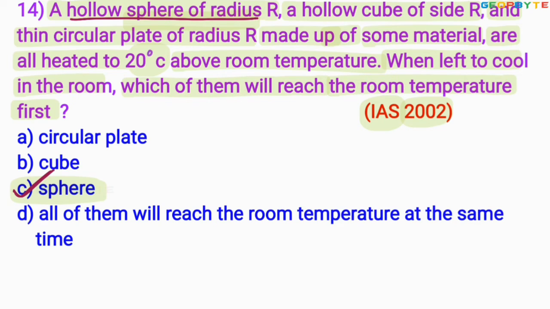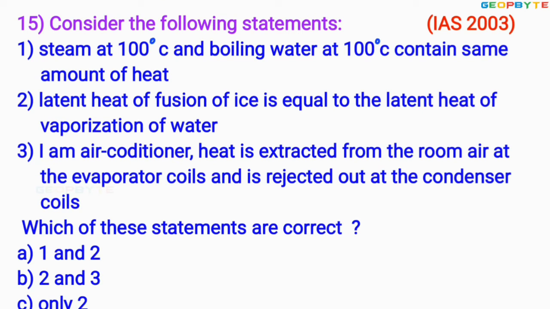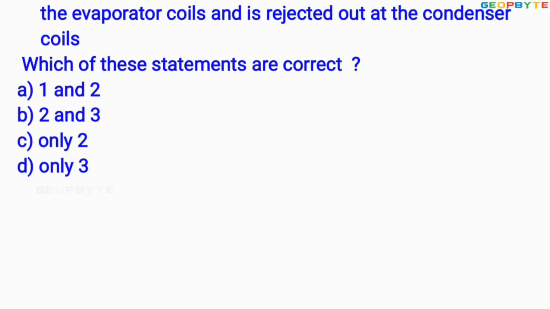Similarly, let us move to the other one. Look at the 15th one, asked in 2003 for the IAS exam. Consider the following statements. Steam at 100 degree centigrade and boiling water at 100 degree centigrade contain the same amount of heat. No, the water at boiling point and steam at boiling point never maintain the same amount of heat, because it is like this.